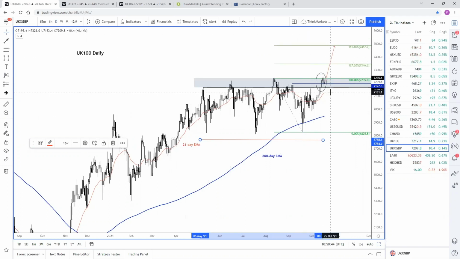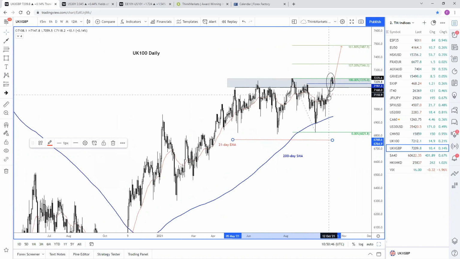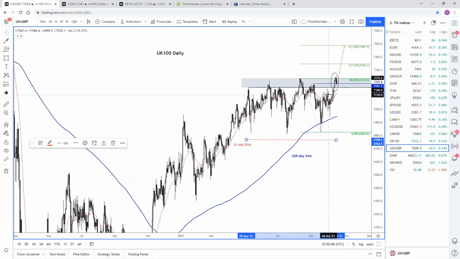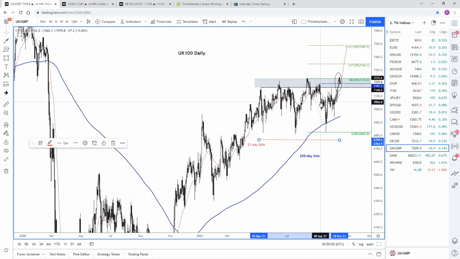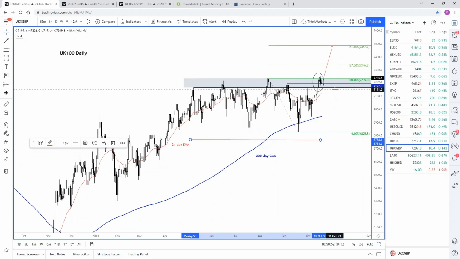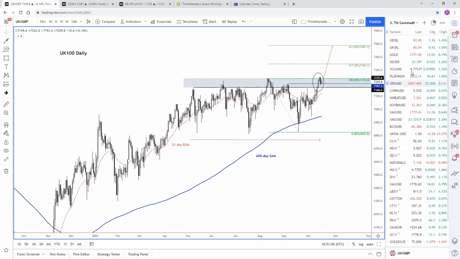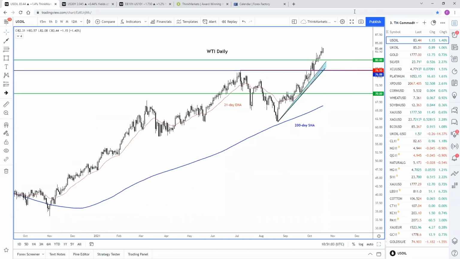So I would be inclined to look for bullish trades on the FTSE or UK stocks in general. And I think part of the reason for this is because the reflation trade is back on, isn't it? We have seen commodity prices go up. Crude oil has been rising for several days, weeks, months even.